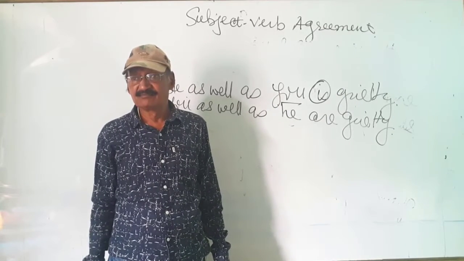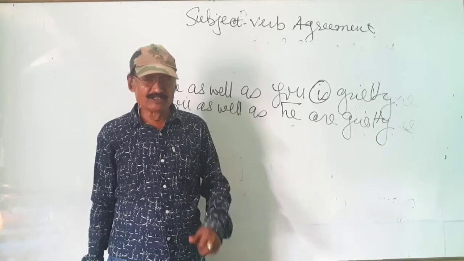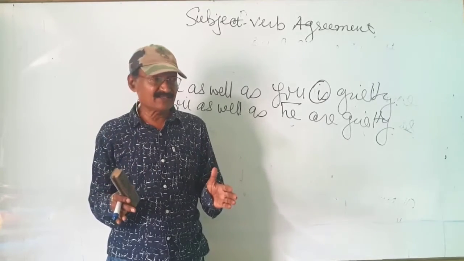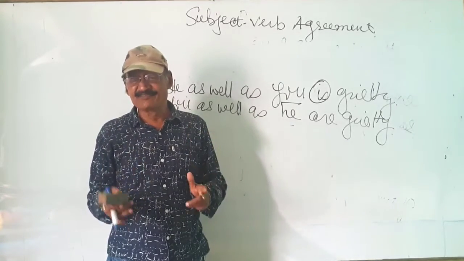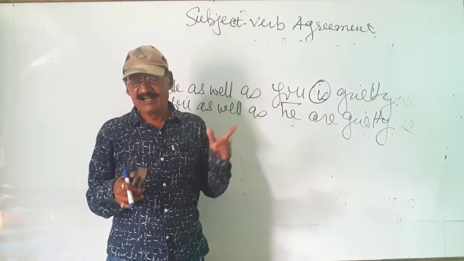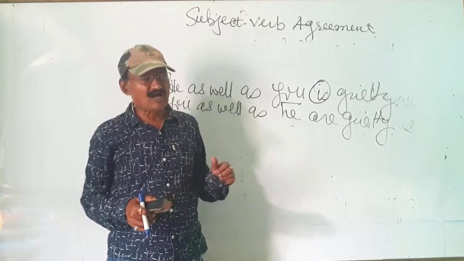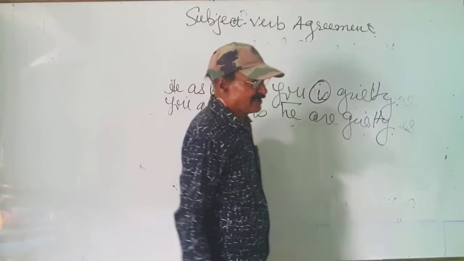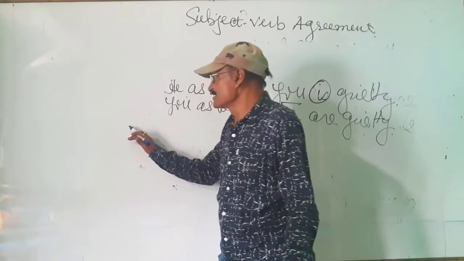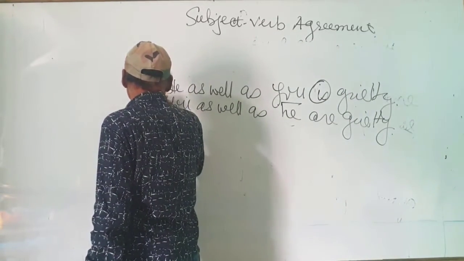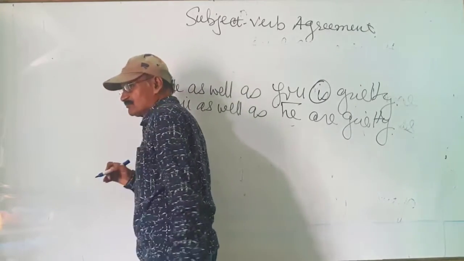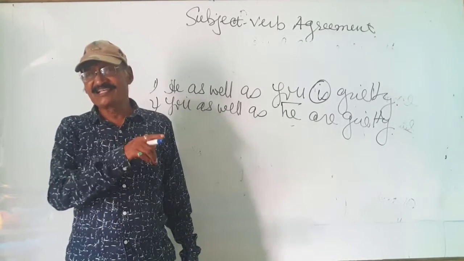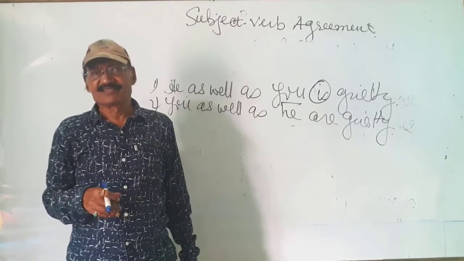Why so? Because I have already told you, according to the subject-verb agreement, that when two different subjects are joined with "as well as", the verb in the sentence is used according to the first subject. And your first subject in the second sentence is "you". You as well as he are guilty. He as well as you is guilty. Did you understand this?